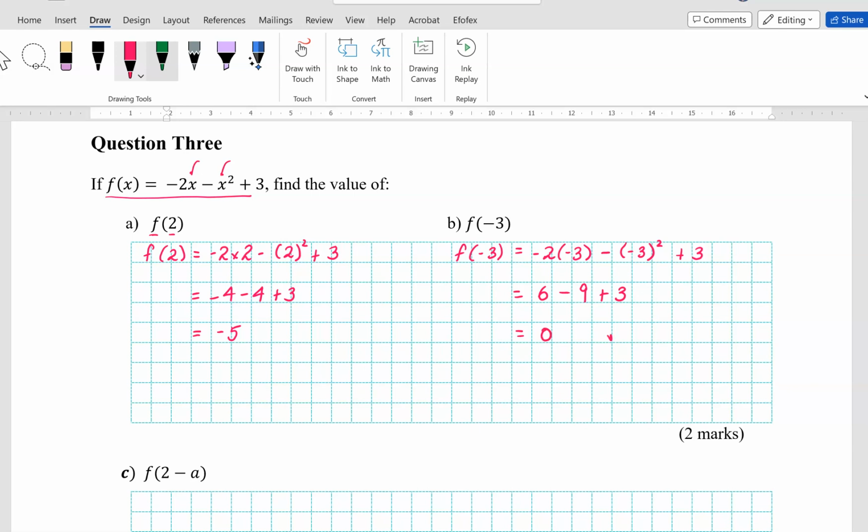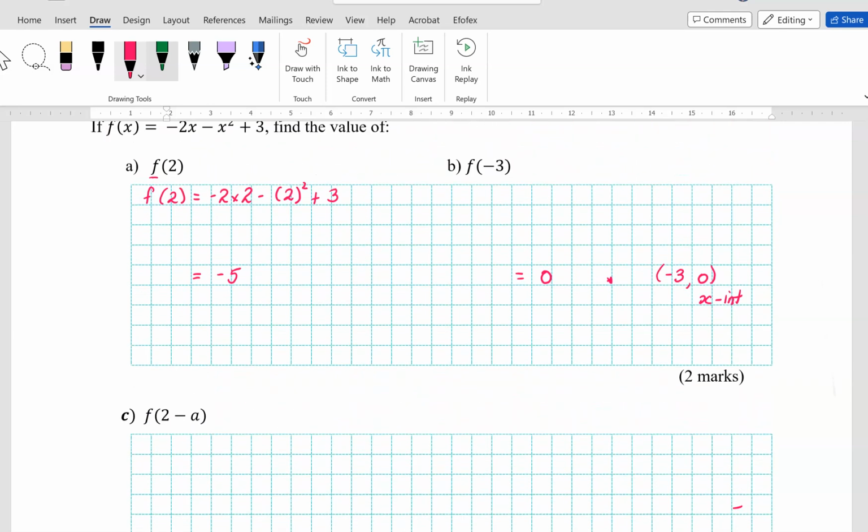So this is actually a special point. Okay, this is the coordinate (minus 3, 0), and that is in fact an x-intercept. We know them very well. Okay, f of 2 take a.